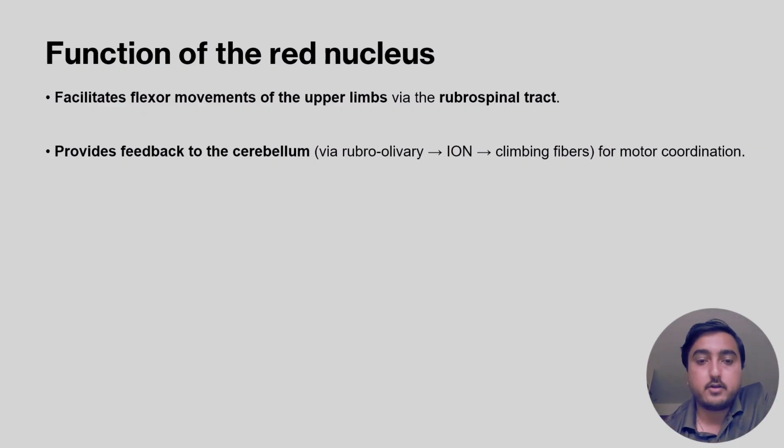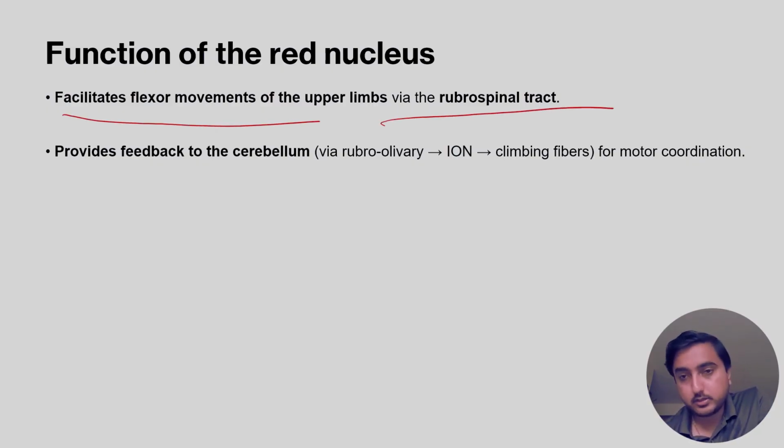So what are the main functions of the red nucleus? Basically, it facilitates the movements of the upper limbs via the rubrospinal tract and also provides the feedback to the cerebellum via the rubro-olivary tracts.